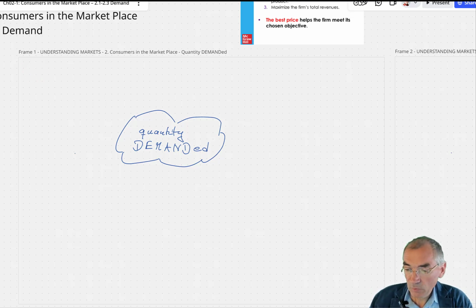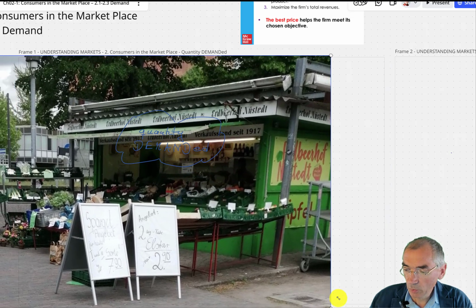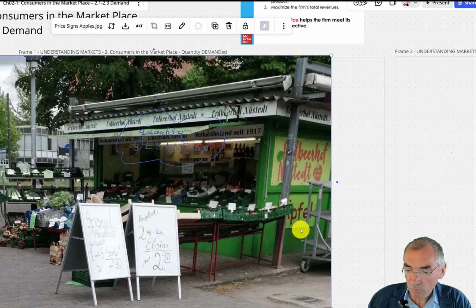I suppose most of us would agree that the most important factor that influences us buying something is the price of a good. So when we look at this picture I made on my way to work, a stand selling different fruits, vegetables, and you can see here the current offer of a specific type of apple, Elstar in this case, at a specific price.